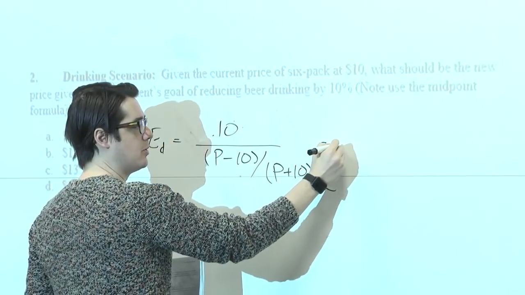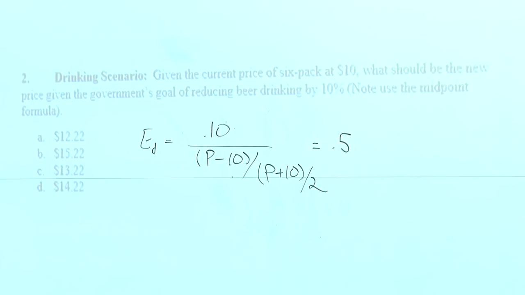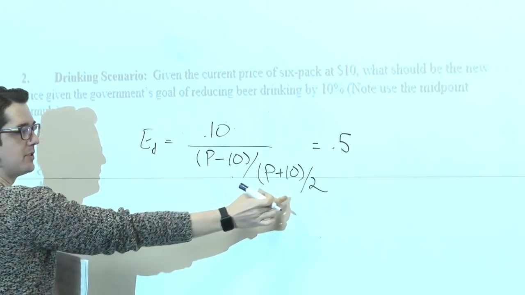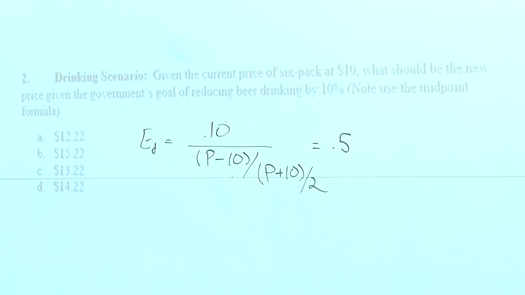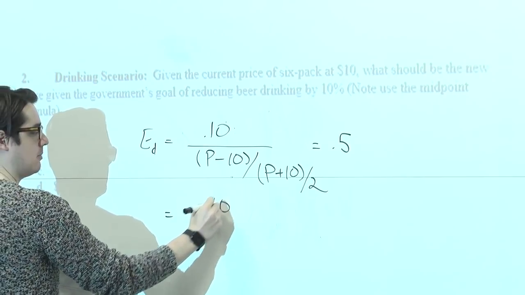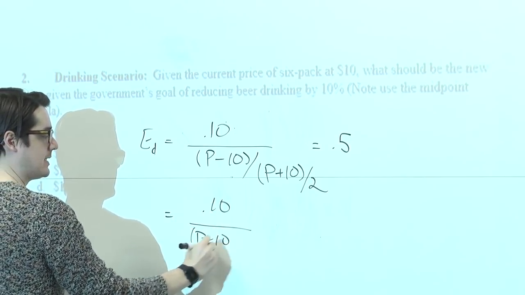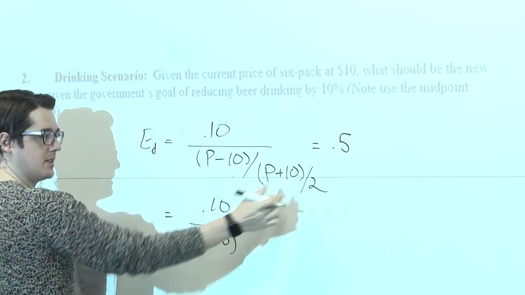And we know that this should equal 0.5. Right, we know the elasticity is 0.5. What price do we need in order to get that? Okay, so here we've divided by a fraction. When you're dividing by a fraction, you can just multiply by its reciprocal. So this is going to equal 0.10 divided by P minus 10, and then times this here.